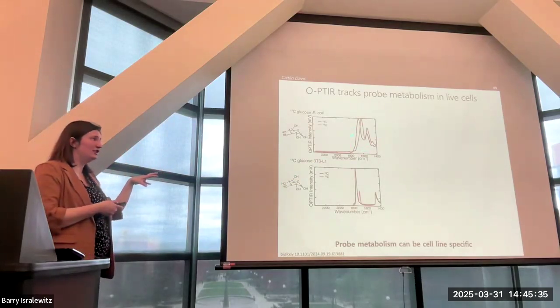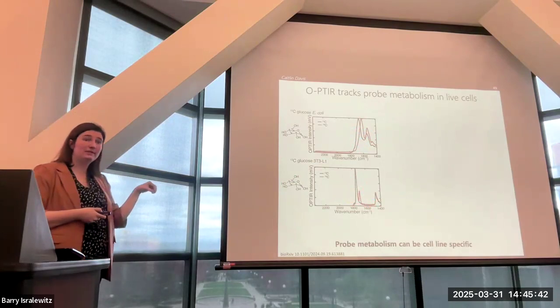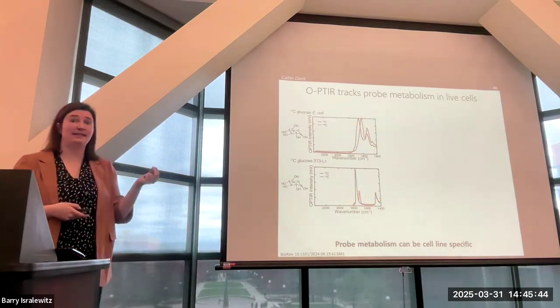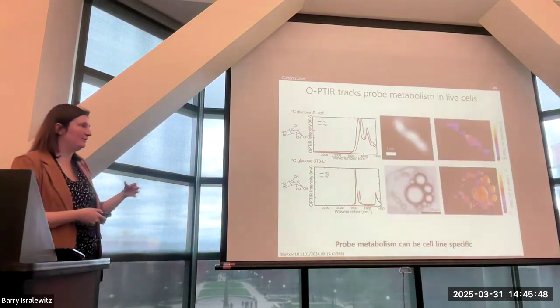In E. coli, we're seeing shifts of the protein bands. In our fat cells, we see shifts of the ester carbonyl of the triglyceride, so it's being used to produce fat. And I haven't shown you any images from our microscope yet, so here are some images.